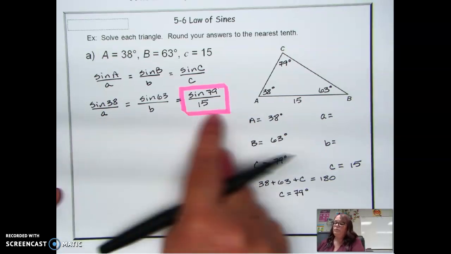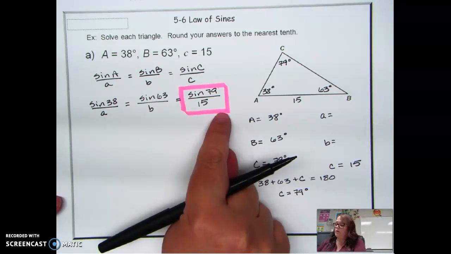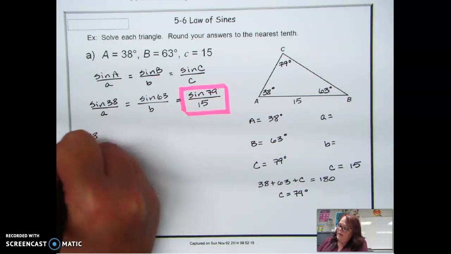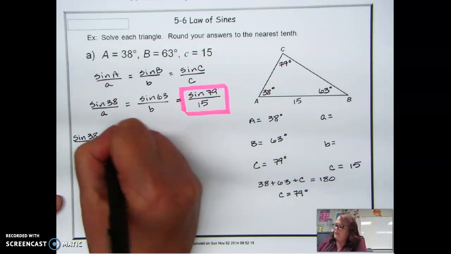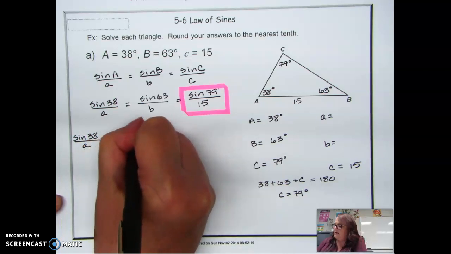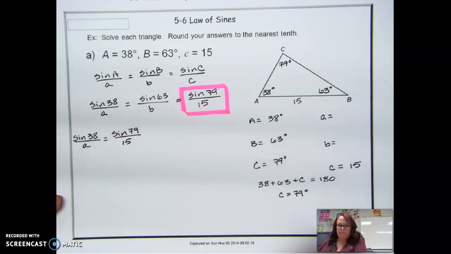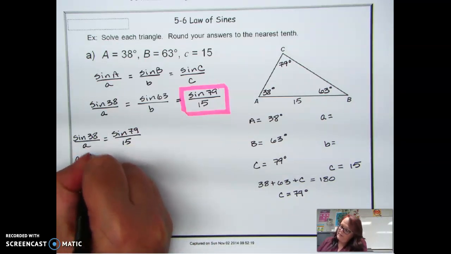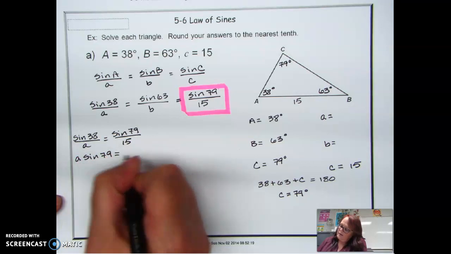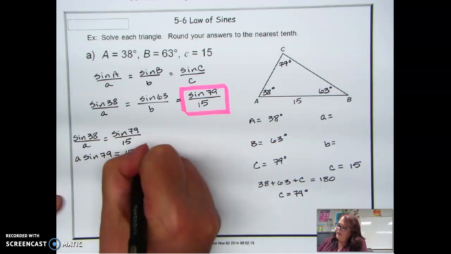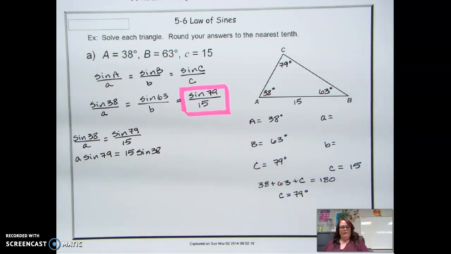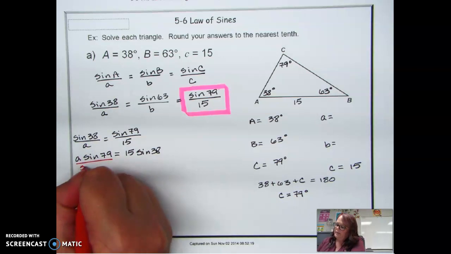So if they're all equal to each other, it doesn't matter what order I write them in. So I've got the sine of 38 over a is equal to the sine of 79 over 15. So if I cross multiply, I have a times the sine of 79, and on the other side, I have 15 times the sine of 38. And then if I want to get a by itself, I'm going to divide both sides by the sine of 79.